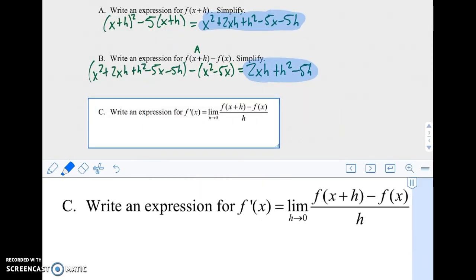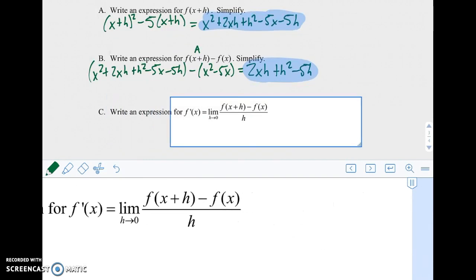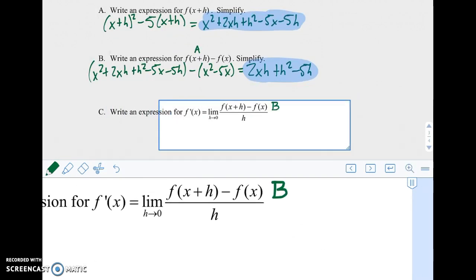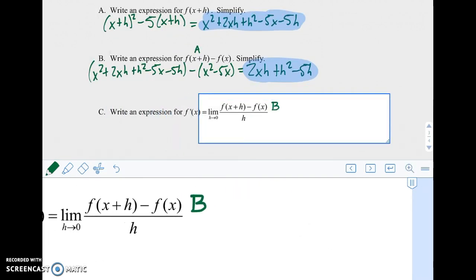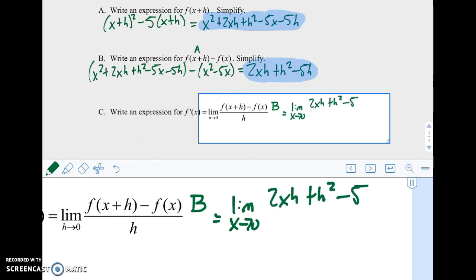Right? And part C will ask you to take your answer from part B, that's the top here, the numerator, and write an expression for f prime of x, or the derivative. So you're just going to take your answer from part B and plug it in for the numerator there, so you're going to get the limit as h approaches 0 of 2xh plus h squared minus 5h, divided by h.